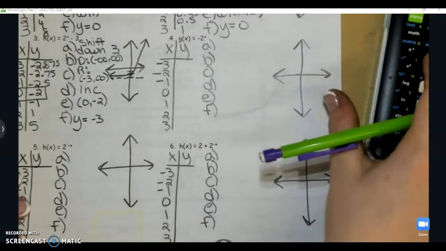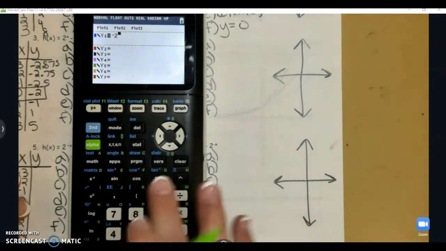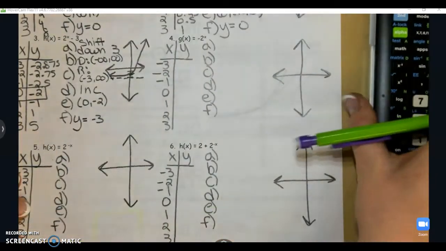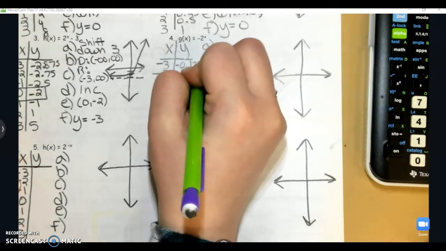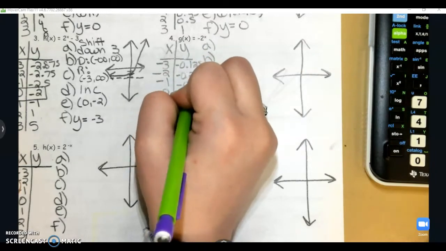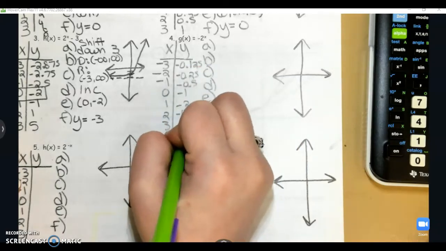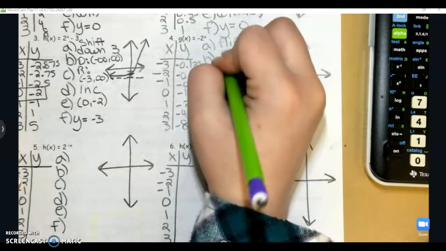Number 4, -2 to the x power. So -2 to the x power, again, making sure you're using the negative and not the minus. So I'm going to fill in those values. And what are we noticing here? Suddenly, we have all these negative y values. So what does that mean as a transformation? That means we have flipped across the x-axis.